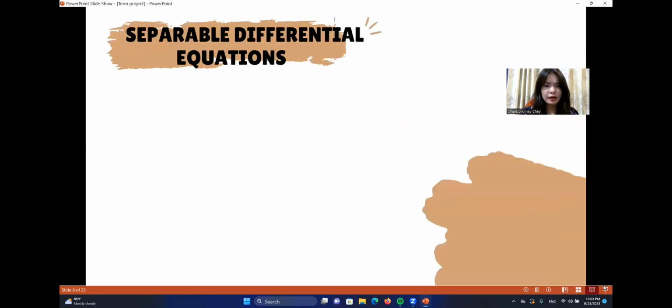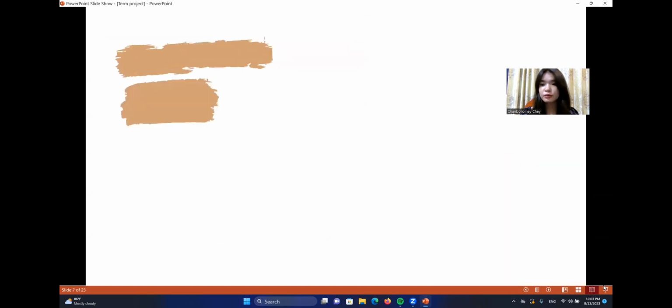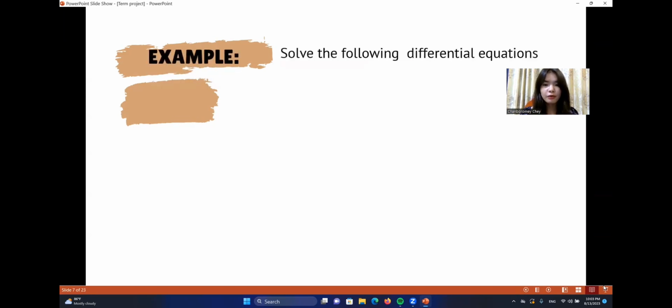And another content is separable differential equations. As you can see here, the equation of a separable differential equation. To understand it well, I want to give you an example. Example 1, solve the following differential equation: dy/dx = e^(x-y).